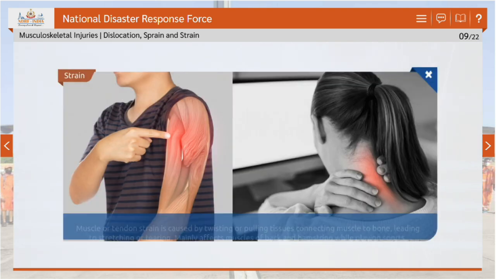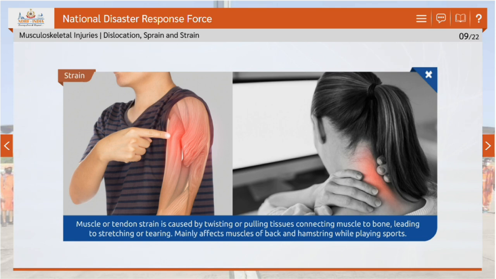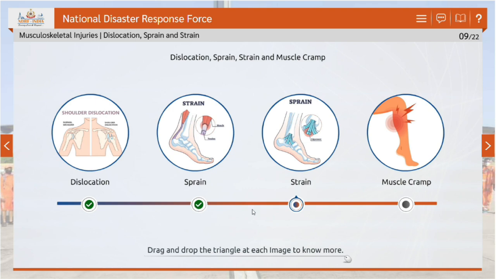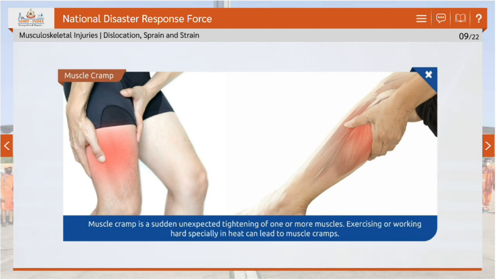A strain is a stretched or torn muscle or tendon. Tendons are tissues that connect muscle to bone. Twisting or pulling these tissues can cause a strain. Strains can happen suddenly or develop over time. Strain mainly affects muscles of back and hamstring while playing sports. Muscle cramp is a sudden unexpected tightening of one or more muscles. Exercising or working hard, especially in heat, can lead to muscle cramps.